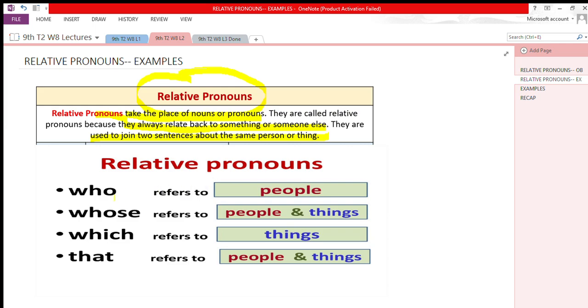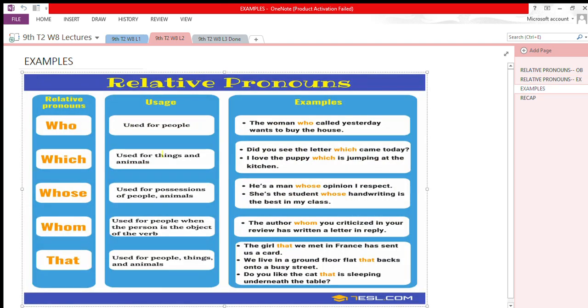Now these are the relative pronouns: who, whose, which, and that. Who is used to refer to people, whose is used to refer to people and things both, which is used to refer to things, and that refers to people and things. There is no hard and fast rule, though; sometimes that and which can be used for both. Now here is the slide to tell you what the different relative pronouns are and how we can use them.